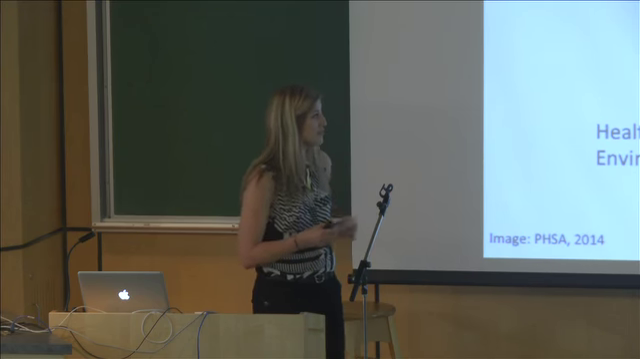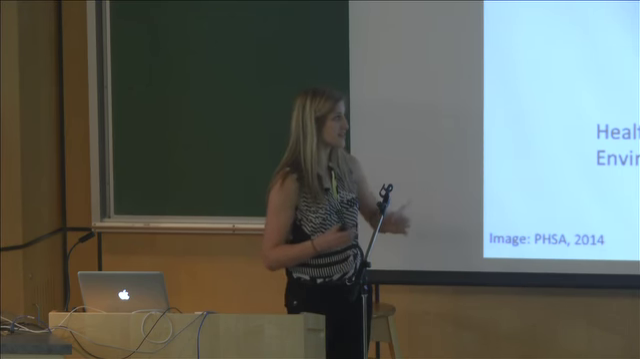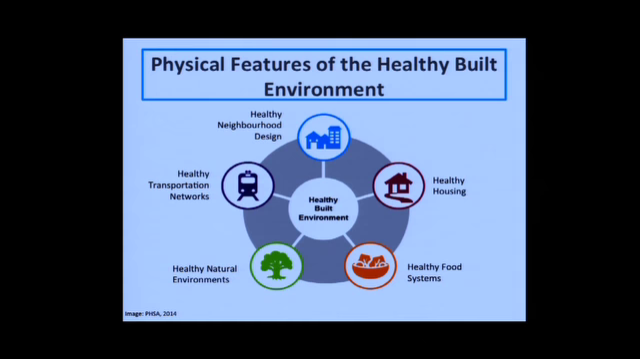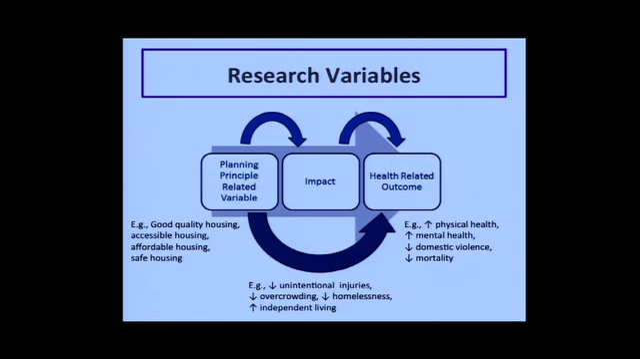As you can see from the model here, there are 5 physical features that are included in the Healthy Built Environment model, and there was a literature review and a strength of evidence assessment that was conducted for each of the 5 physical features. And for my culminating project, I did the literature review and strength of evidence analysis for healthy housing. So the purpose of the literature review was to identify research evidence linking physical features of housing to impacts and health-related outcomes.